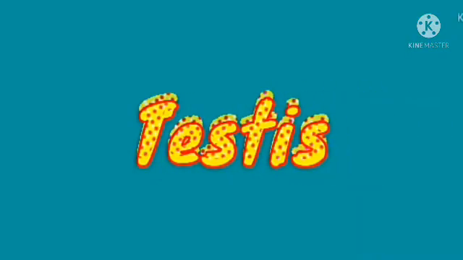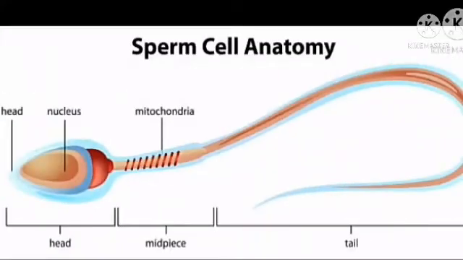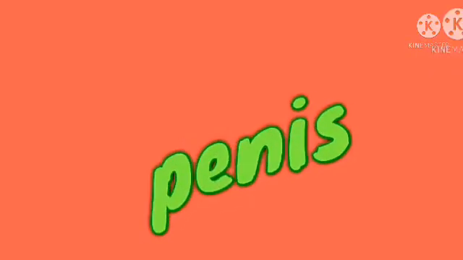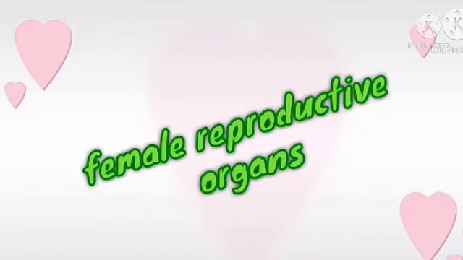Number one, we have the testis. The testis produces the male sex cell known as the sperm. This is the sperm, having a head and a tail, which is used for swimming towards the female egg when released into the female reproductive system. They also have the scrotum. The scrotum is the sac which houses the testis. They also have the penis, which is used to ejaculate the sperm into the female.